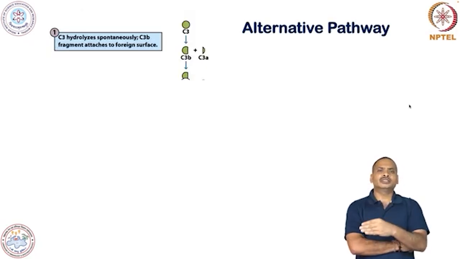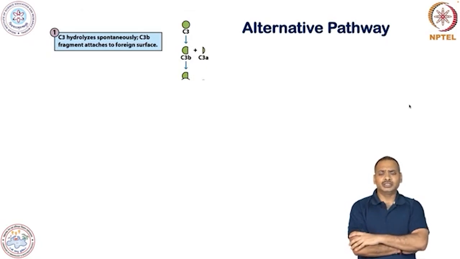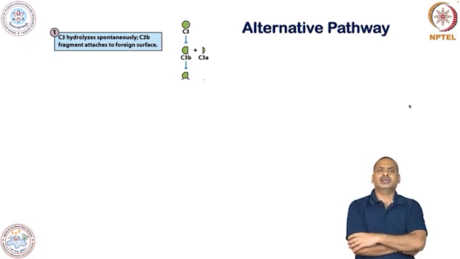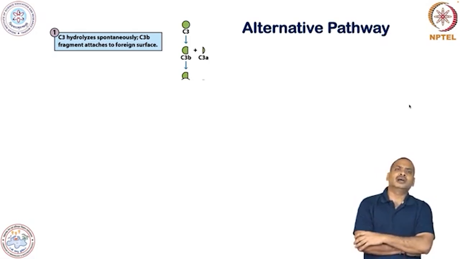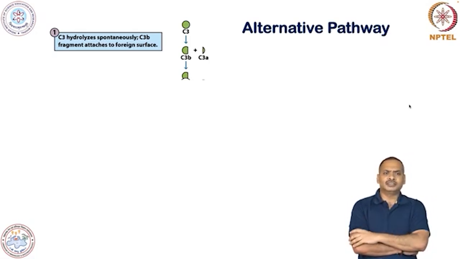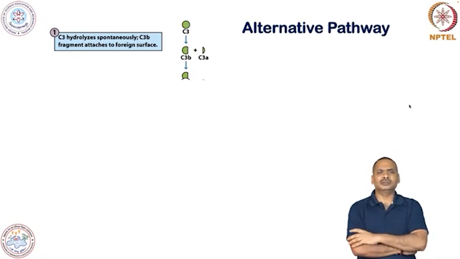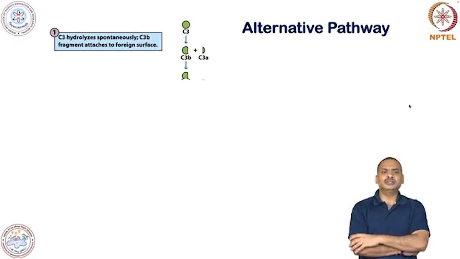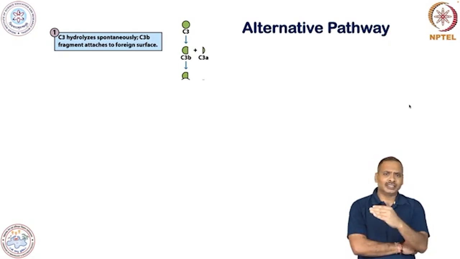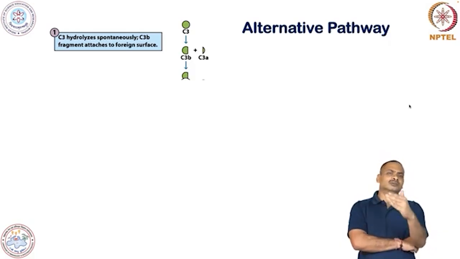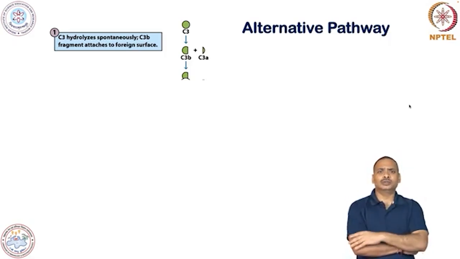Now we will look at how this alternative pathway operates. We will basically look at the initial part, because the later part is the same as the classical pathway. First there will be a spontaneous hydrolysis of C3, and this hydrolysis results in the formation of C3b, which will attach to the foreign surface. Foreign surface means the bacteria, parasites, viruses, and so on, as you have seen in the previous slide.